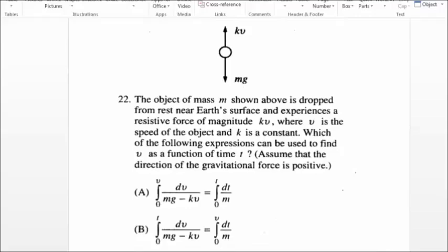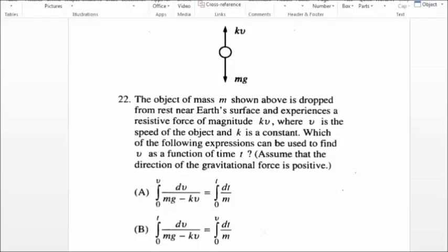The object of mass m shown above is dropped from rest near its surface and experiences a resistive force of magnitude kV, where v is the speed of the object and k is a constant. Which of the following expressions can be used to find v as a function of time?